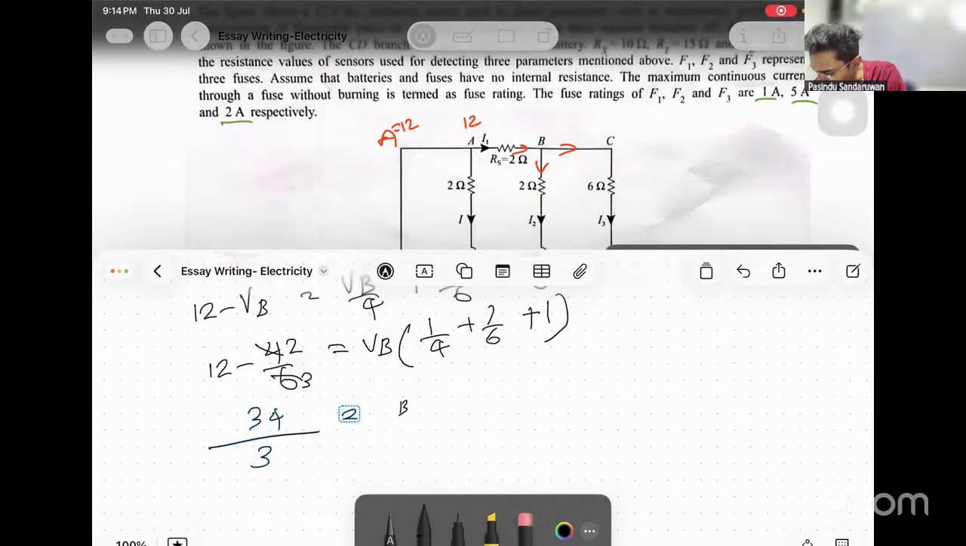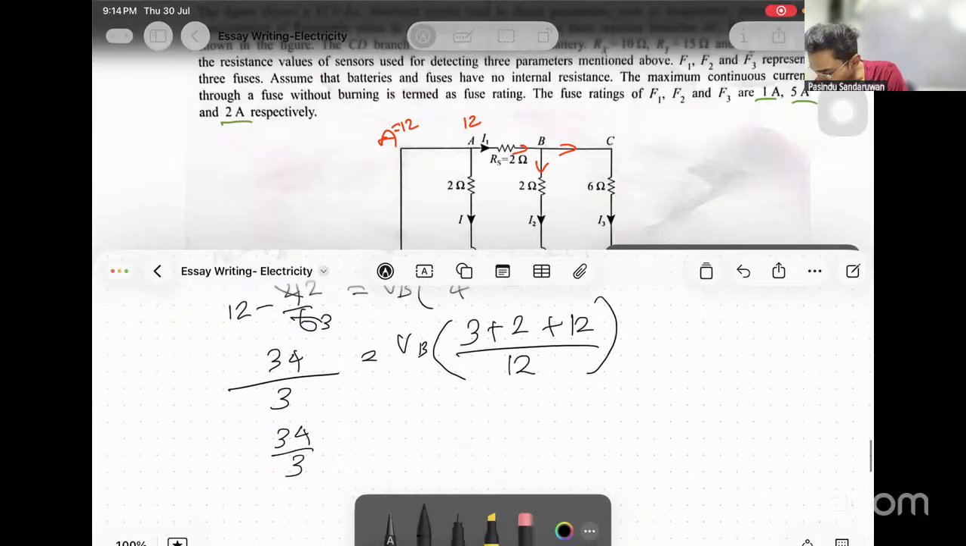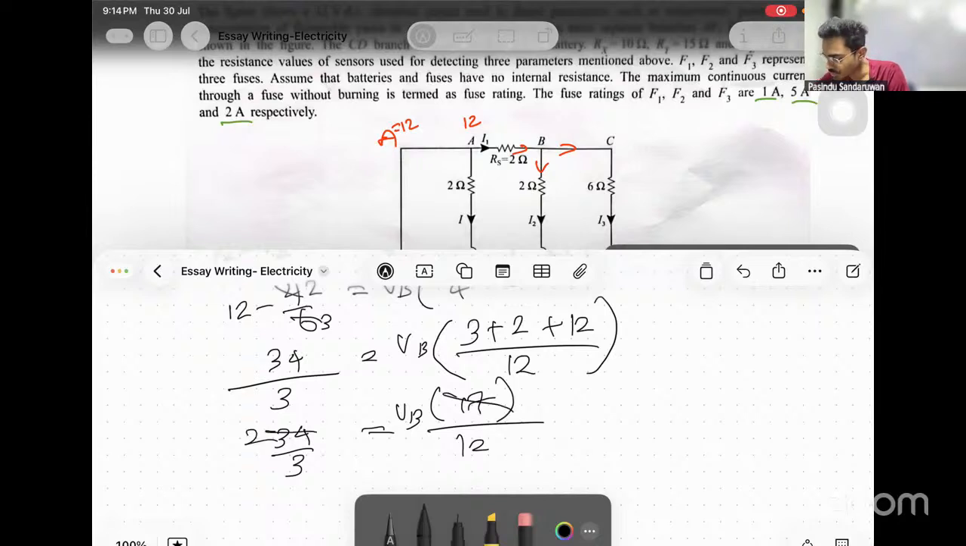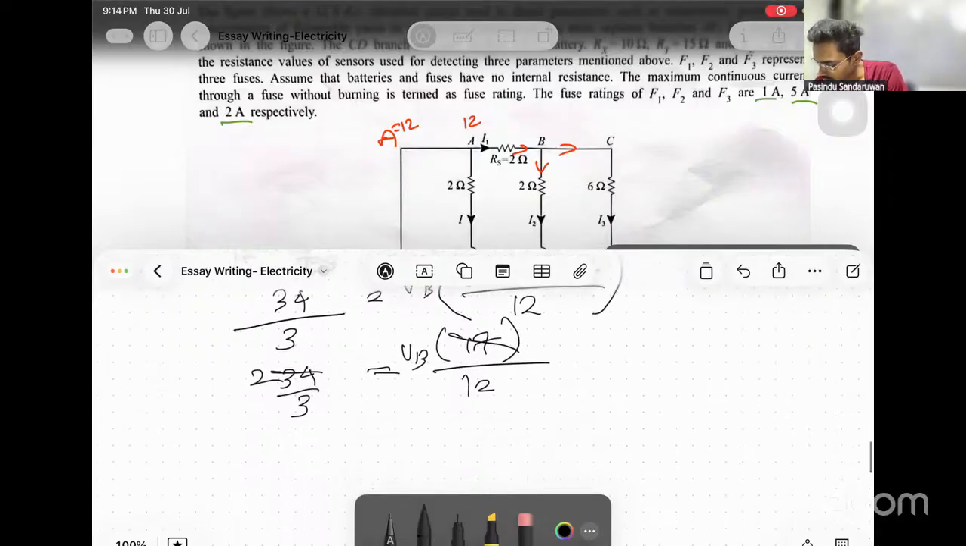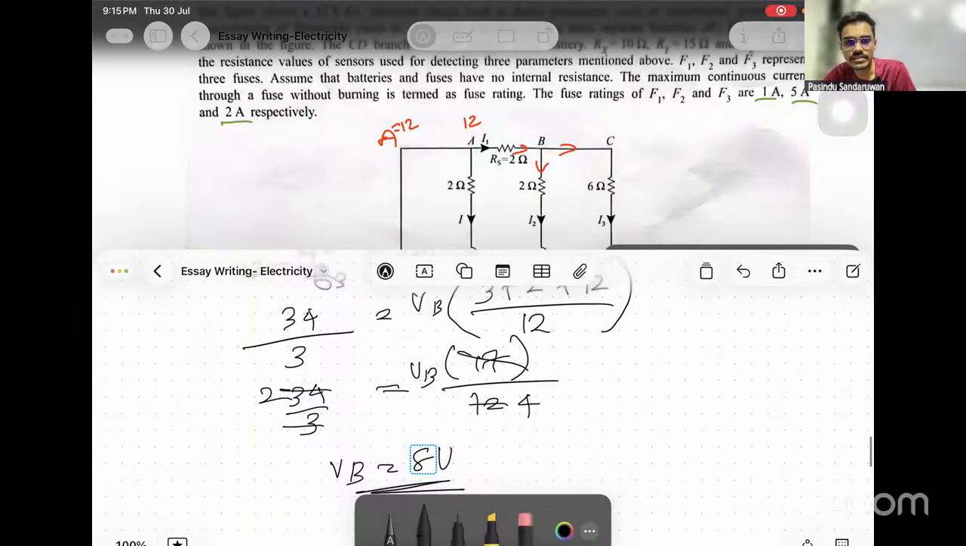Then VB, and here for 6 and 4, 12 is the common denominator. Then 4 times 3 and 6 times 2, this times 12. Then 34 over 3 equals 12 VB over 5... 17. Then 17 and 34 cancel, 2. Then 3 and 12 cancel, 4. VB equals 8 volts. That's it.